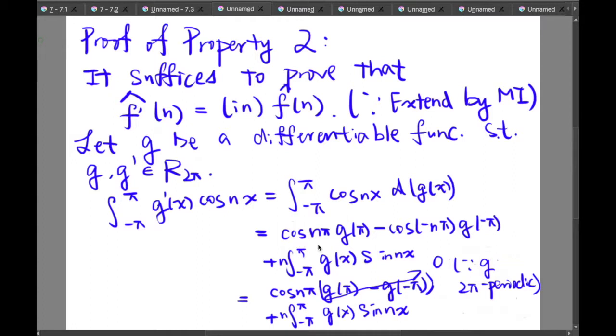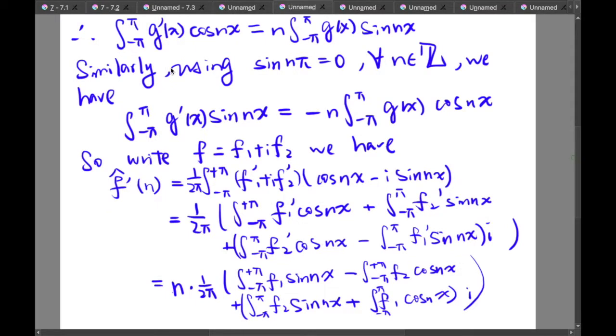Notice cosine n pi is equal to cosine negative n pi, so we can factor the term cosine n pi out, and we get cosine n pi times g pi minus g negative pi. Notice that g is 2pi periodic, so g negative pi should be equal to g pi. Therefore, this term will vanish, and we are left with n times the integral from negative pi to pi of g x sine nx. So we get this formula.